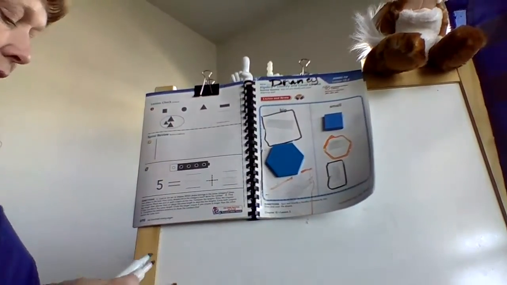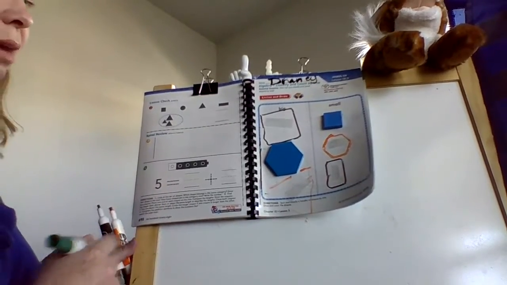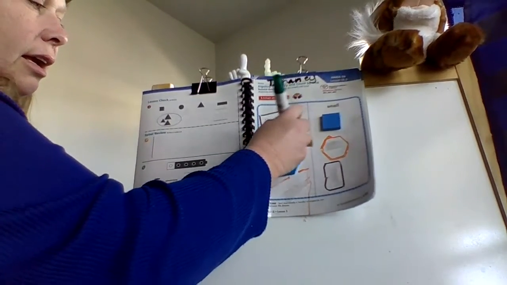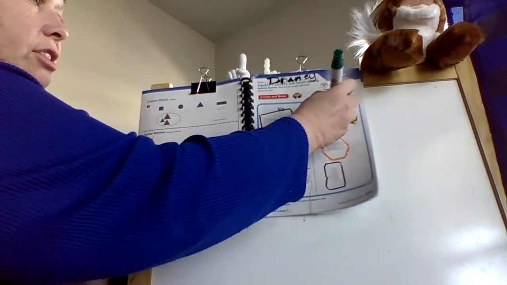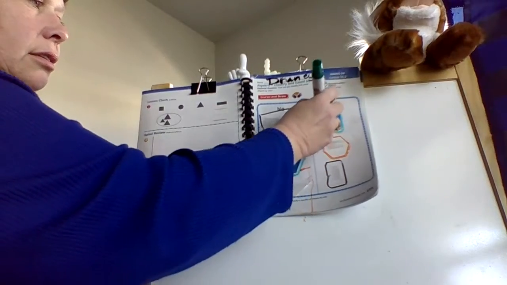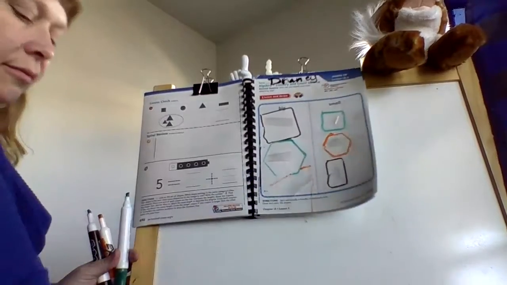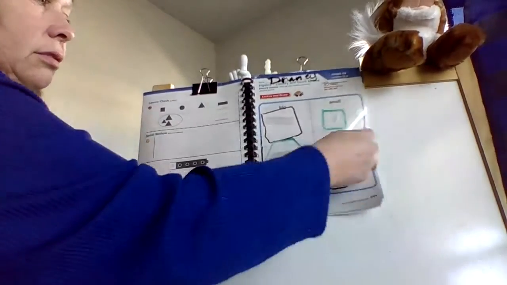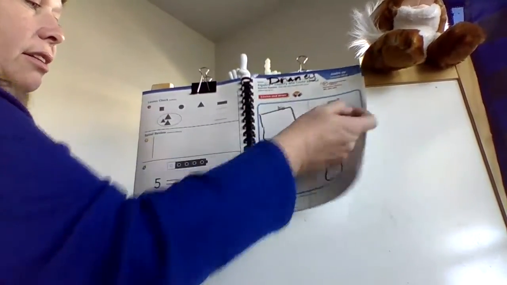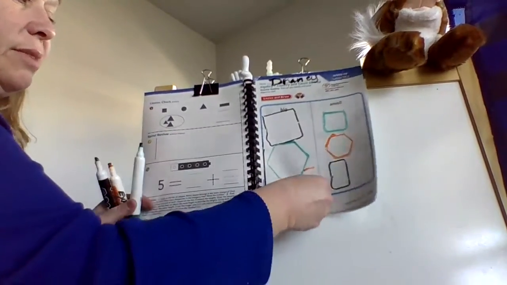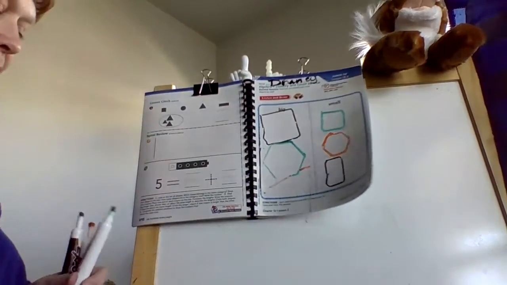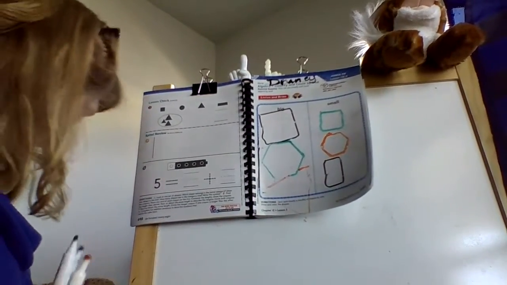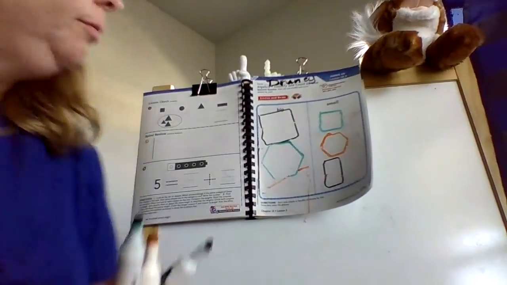Good. Now my blue shapes, my big shape is a hexagon, and my small shape is a square. All right. Now, if you've traced them and colored them, you're going to know the difference between big and small because you've traced your shape showing big and small.